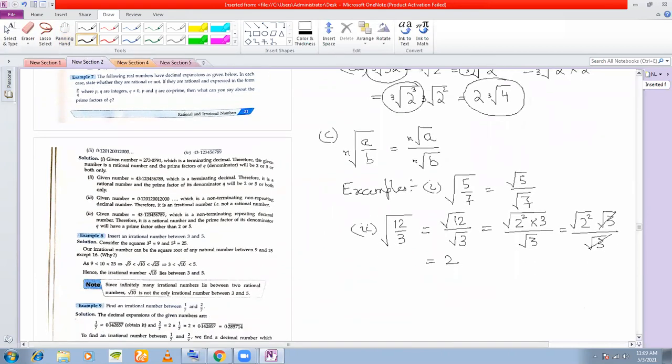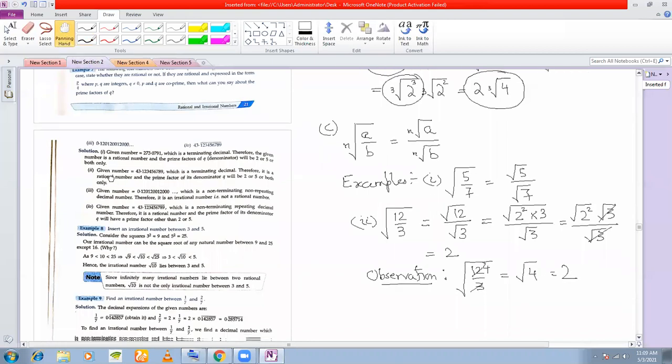What you must observe here is that instead of doing all this, if you were given root over of 12 by 3, you could have cancelled inside the radical itself. So you get square root of 4, which is equal to 2. Instead of doing all these steps, you could have simply written root over of 12 by 3 as 2. This is only for your observation that I'm giving you. Okay.